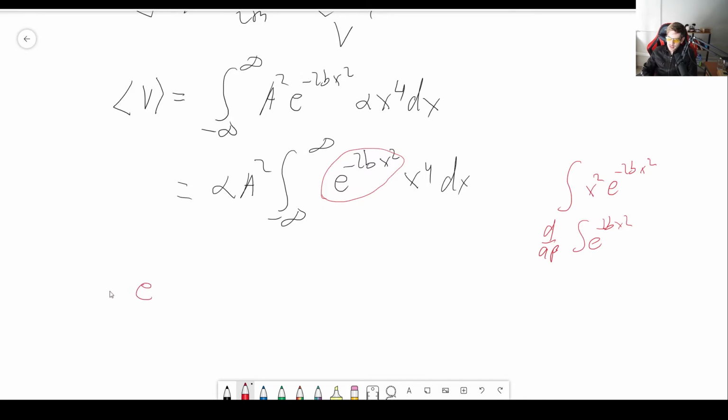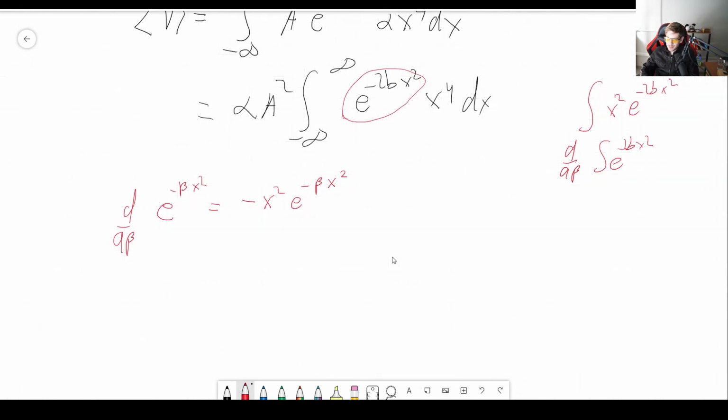Now let me make this even clearer. I'm going to show you. So if we derive this once with respect to beta, so let's call minus 2b just beta, we get minus x squared e to the minus beta x squared. Now let's apply a second derivative with respect to beta. In that case, we get yet another minus x squared, and we are left with exactly the same thing that we have here. Of course, with beta being 2b.